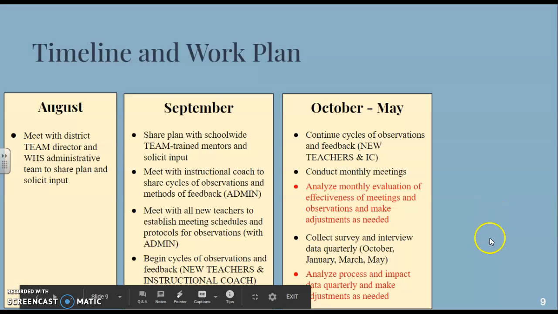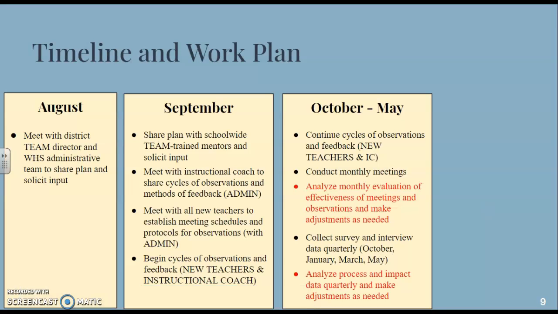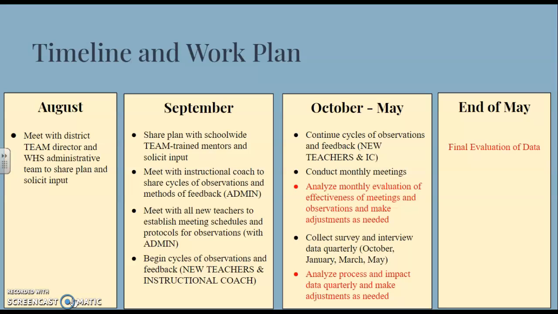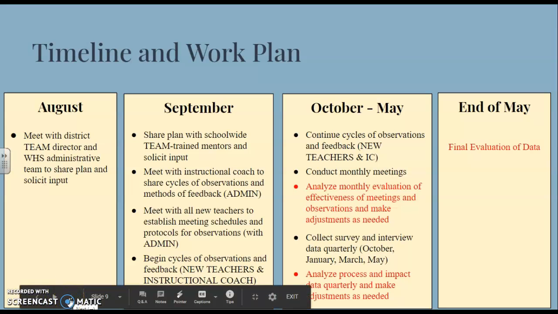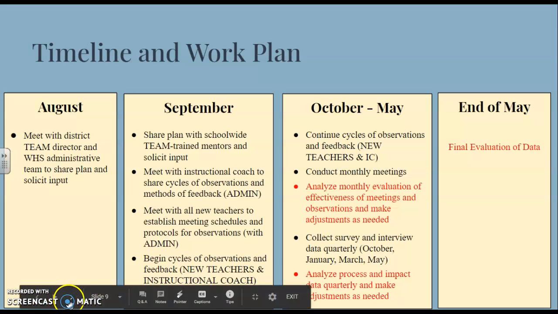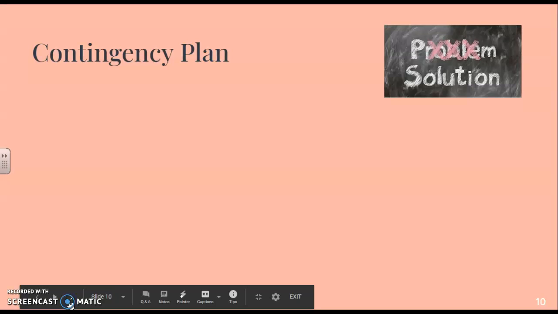October through May will be continued cycles of observations and feedback, the new teachers and the instructional coach. We will be conducting monthly meetings. I will be analyzing monthly evaluation of effectiveness of meetings and observations and make adjustments as needed. And I'll be collecting survey and interview data quarterly in October, January, March, and May. And I will be analyzing the process and impact data quarterly and making adjustments as needed. At the end of May will be the final evaluation of the data. And then in September of next year, I will be looking at statistics from central office to see if the plan was effective in reducing teacher turnover.